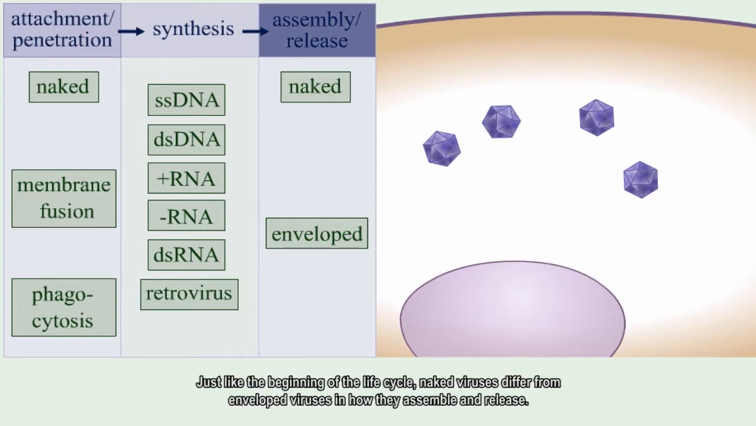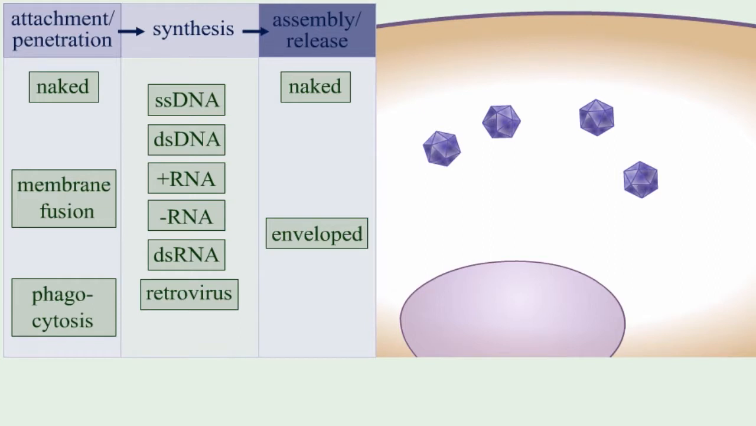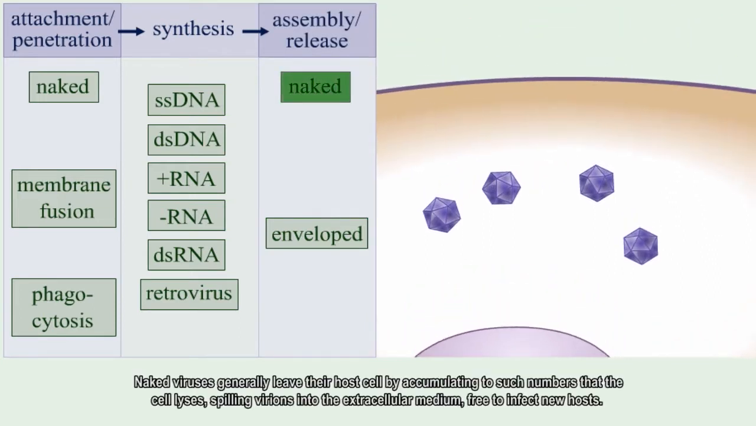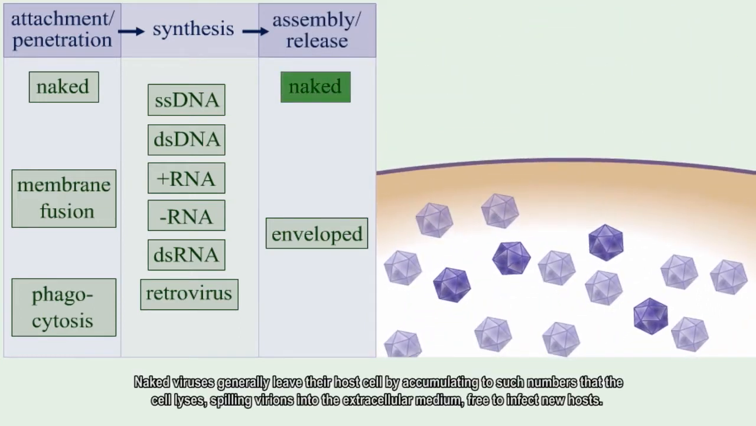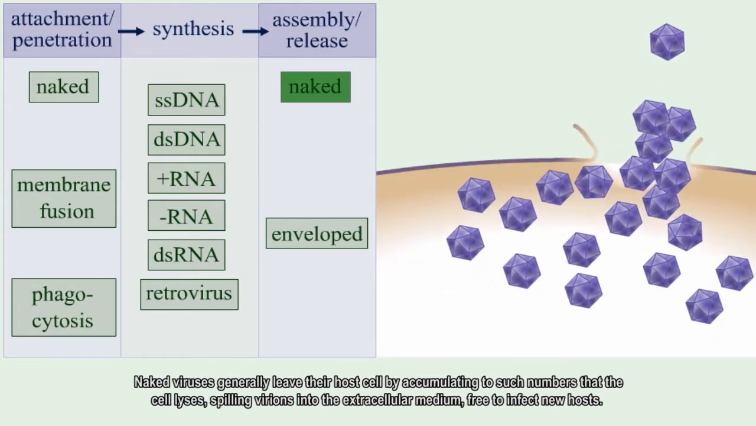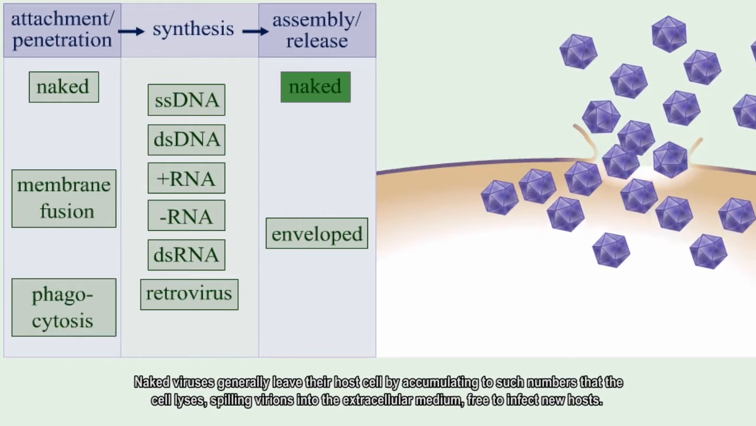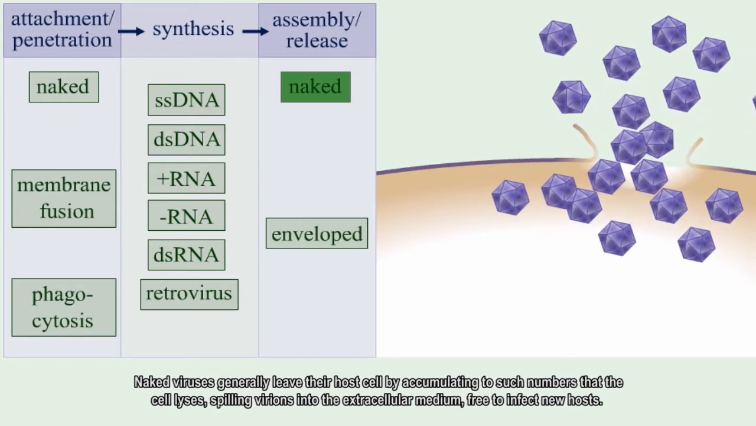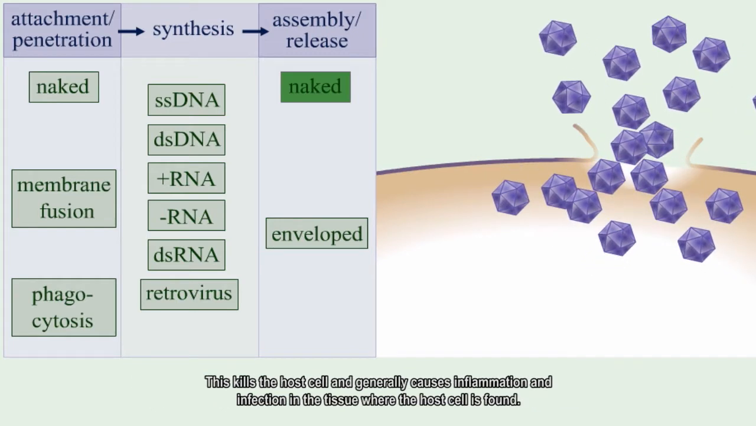Just like the beginning of the life cycle, naked viruses differ from enveloped viruses in how they assemble and release. Naked viruses generally leave their host cell by accumulating to such numbers that the cell lyses, spilling virions into the extracellular medium, free to infect new hosts. This kills the host cell and generally causes inflammation and infection in the tissue where the host cell is found.